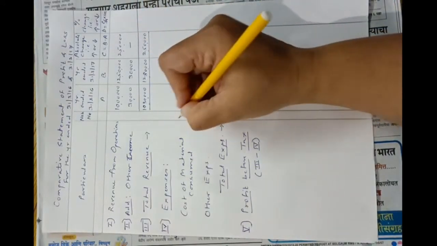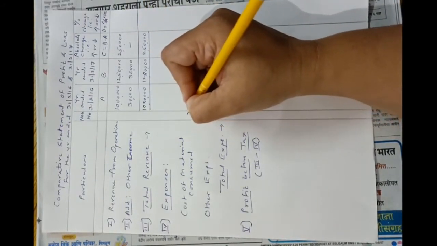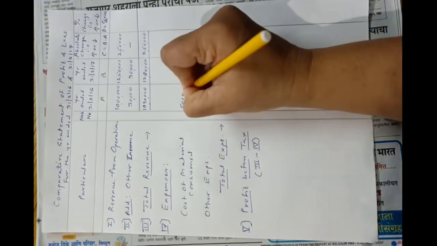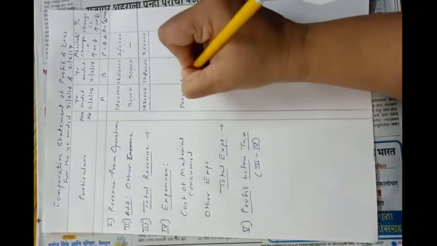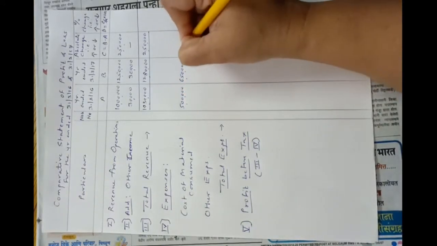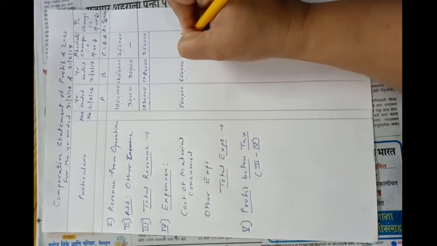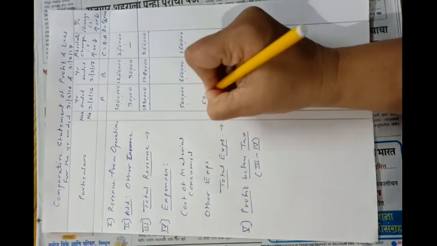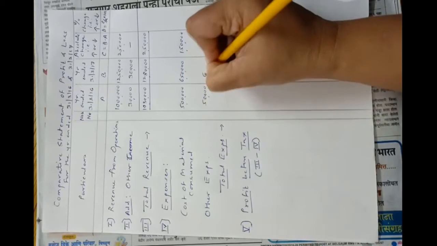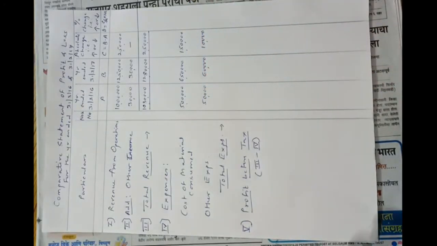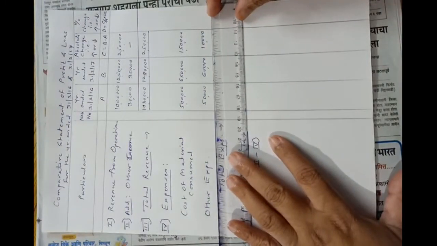Now expenses. Cost of material consumed given 5 lakhs and 6,50,000. So there is increase of 1,50,000 here. Now other expenses 50,000 and 60,000. So increase of rupees 10,000. Now let's calculate total expenses.